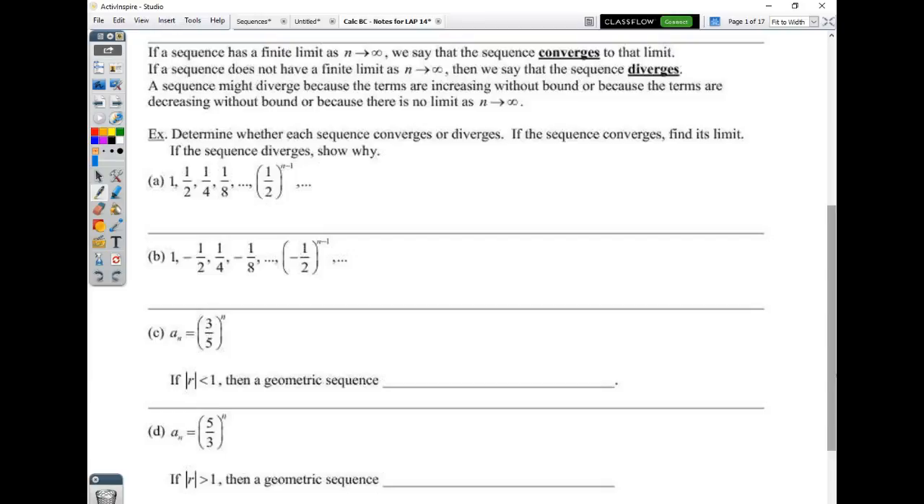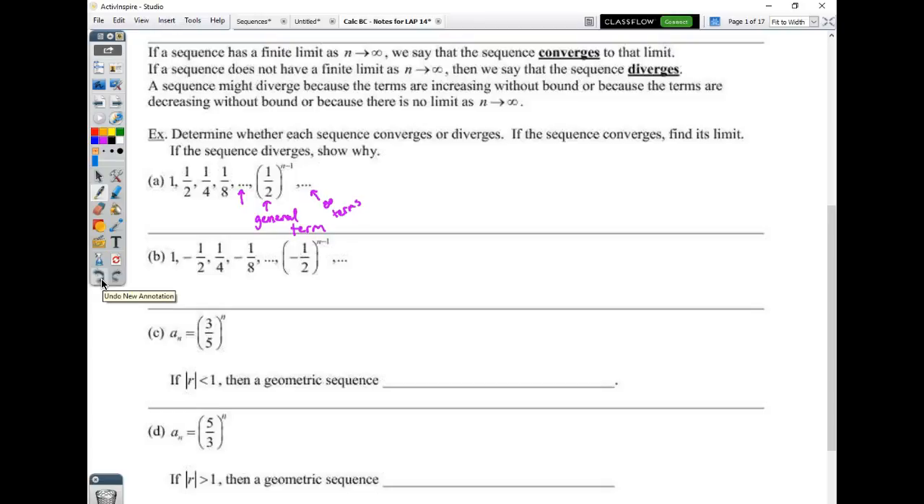All right, determine whether each sequence converges or diverges. If it converges, find its limit. So let's take a look at the first one: 1, 1/2, 1/4, 1/8, or 1/2 to the n minus 1. You'll notice this is saying that there's an infinite number of terms here. This is what we're going to lovingly call a general term. That term can be used to find any of the terms along the sequence. And then after giving you the general term, I show that it goes on for an infinite number of terms. I don't know why I put an apostrophe there.